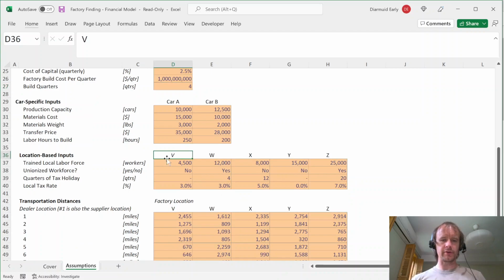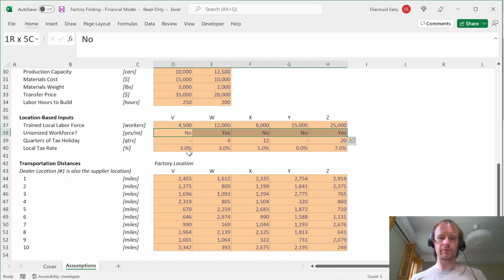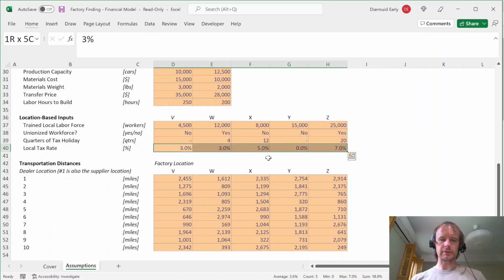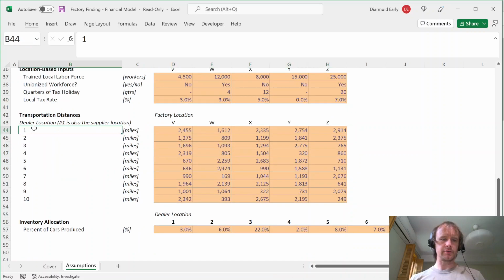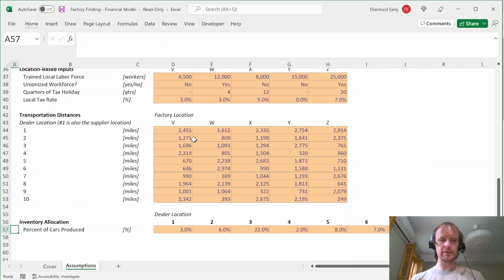And then we've got information on 5 different potential sites. And for each site, we're told how big the local labor force that's already trained is. So in other words, we can get started sooner if there's lots of people who are already qualified, whether the workforce is unionized or not, whether there's a tax holiday for some number of periods, what the local tax rate is, and then we sell to 10 different dealers, different percentages of cars going to different dealers, and for each dealer we're told how far away it is from each factory so that we can figure out shipping costs.